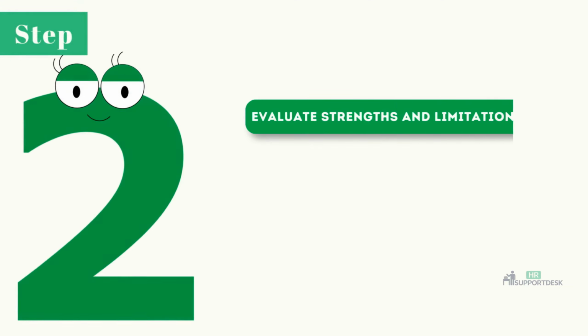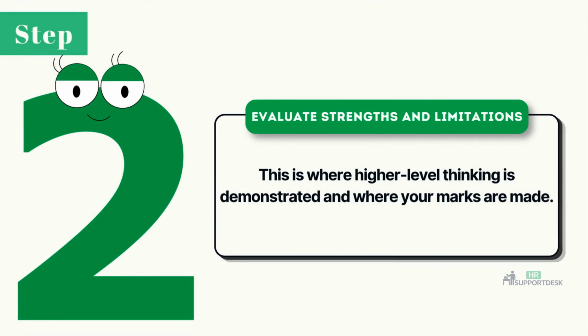Step 2. Evaluate strengths and limitations. At this step, you are expected to demonstrate higher-level thinking, as this is where you clearly show that you understood the command verb. Therefore, as you are expected to evaluate EBP, you must provide a balanced argument of both the strengths and weaknesses of EBP. Providing a one-sided argument of either strengths or limitations will lead to an automatic fail.